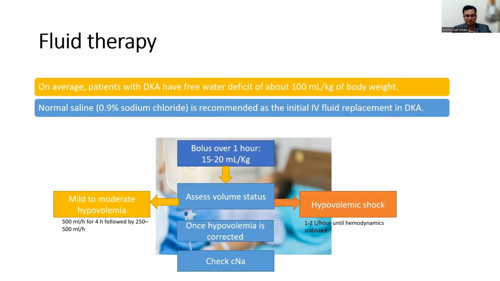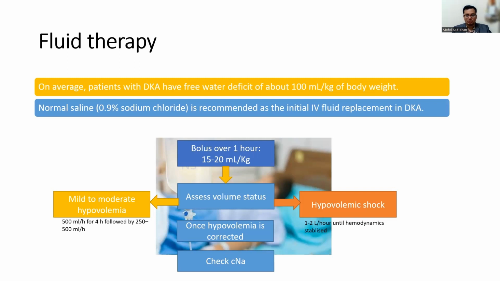What is the corrected sodium level? Hyperglycemia usually causes osmotic shifts of water from the intracellular to the extracellular space, leading to relative dilutional hyponatremia. Therefore, actual sodium will be higher than the measured sodium from the lab, and a 2.4 millimole per liter decrease in the sodium level occurs per 100 milligram per deciliter increase in the glucose concentration. So that is your usual formula.